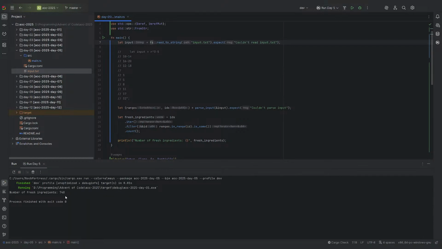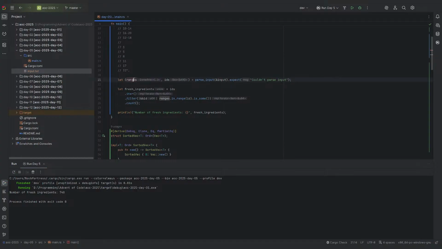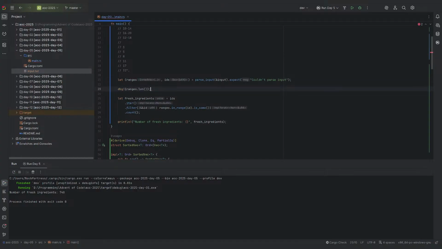This will still compute the same result, won't it? Will. Check the number of items I have first of all. 110 ranges and 1000 IDs. I do like that the code is this fast. That is hopefully a good sign.